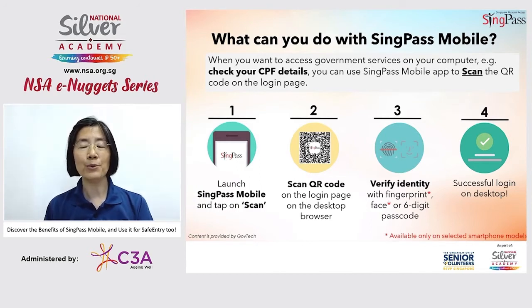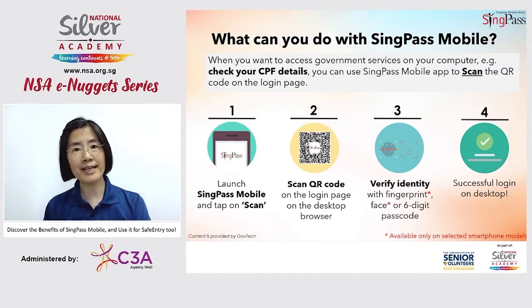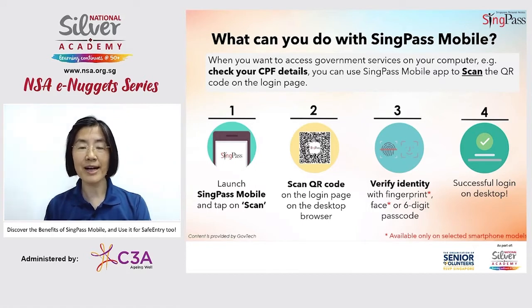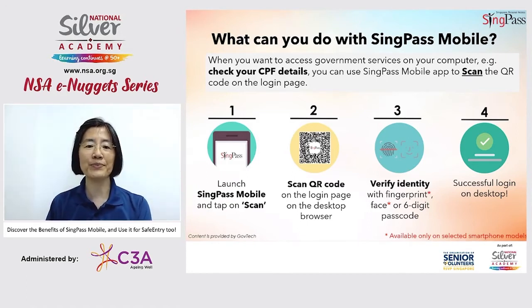Previously, when you wanted to log into, say, the CPF website or IRAS website, it would ask you to use your SingPass account to log in, and you had to enter ID and password. Now, with the SingPass mobile app, you can use QR code scanning via the mobile app to log in. And you don't have to try to recall the pretty long password on your SingPass account. By doing so, you can do that anywhere so long as you have your mobile phone with you.